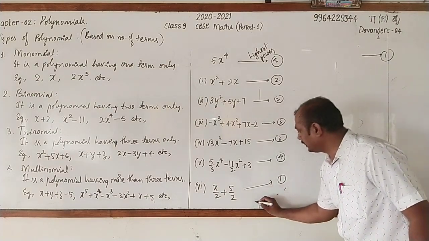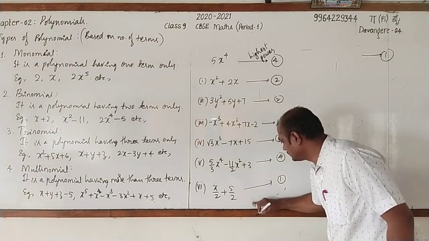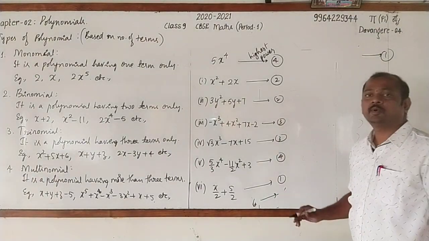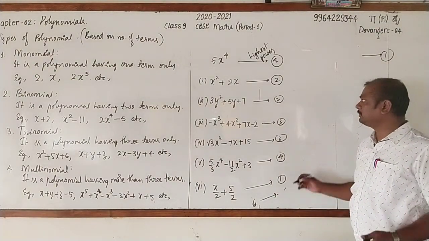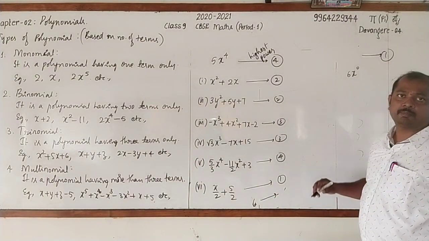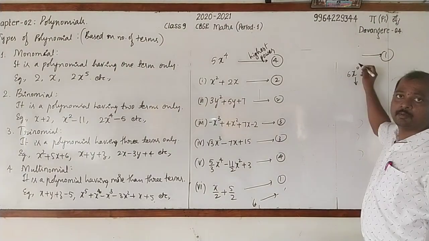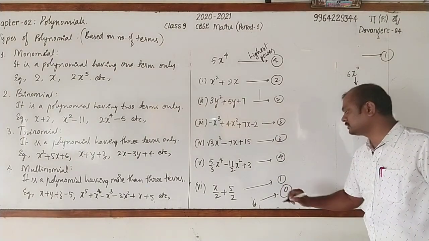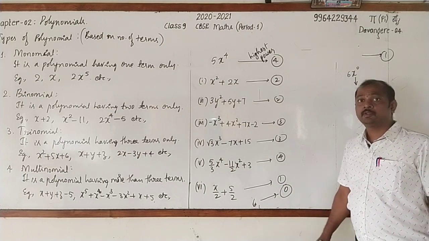I will write one more polynomial, that is just 6. What is the highest power of the variable? 6 can be written as 6 into x raised to the power 0. Variable is x. Power is 0. Highest power is 0. Clear?